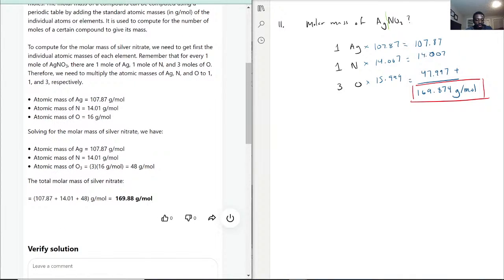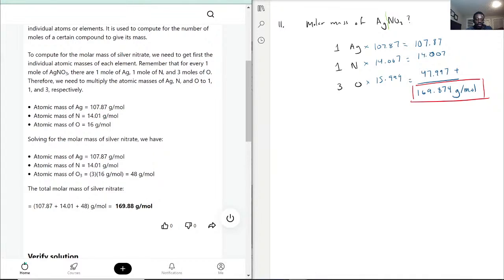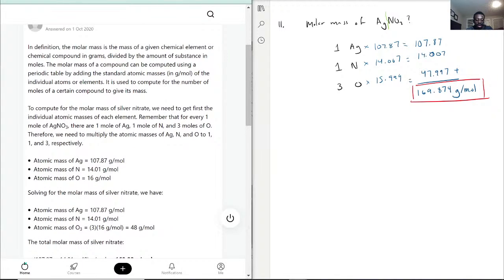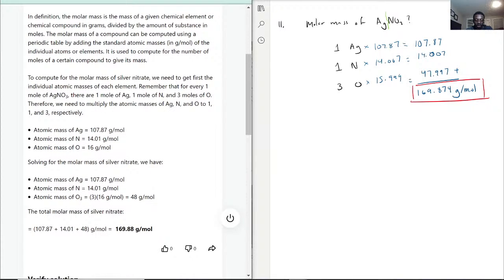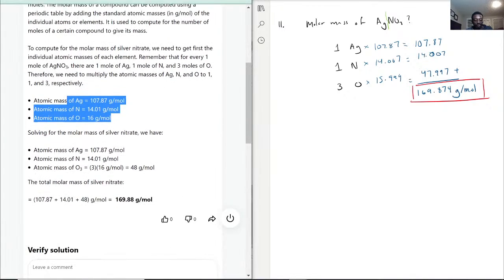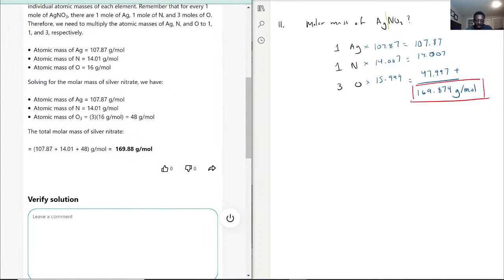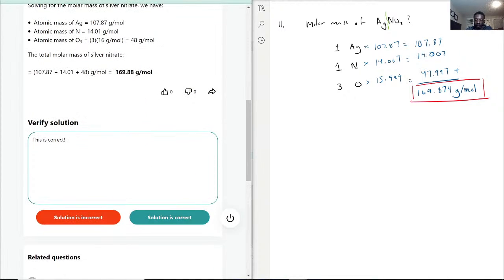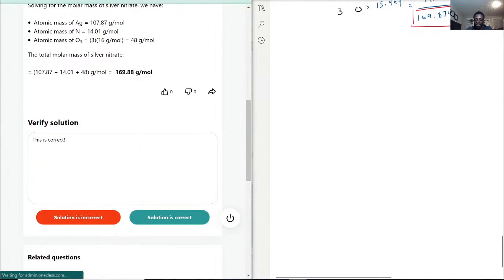169.874, 169.88. So for these types of questions, I just check what they say for the answer, because as long as they have the same answer, it means that they went through similar steps. You can see here they multiply 16 by 3, which is what we did, and they made sure first they had the atomic mass of each element. So with that being said, this is correct. And now let's move on to question 12.